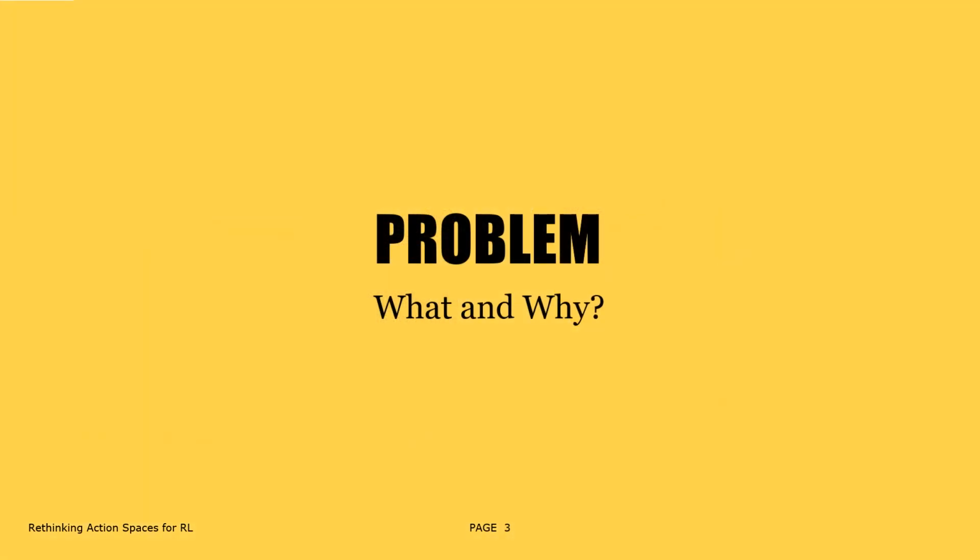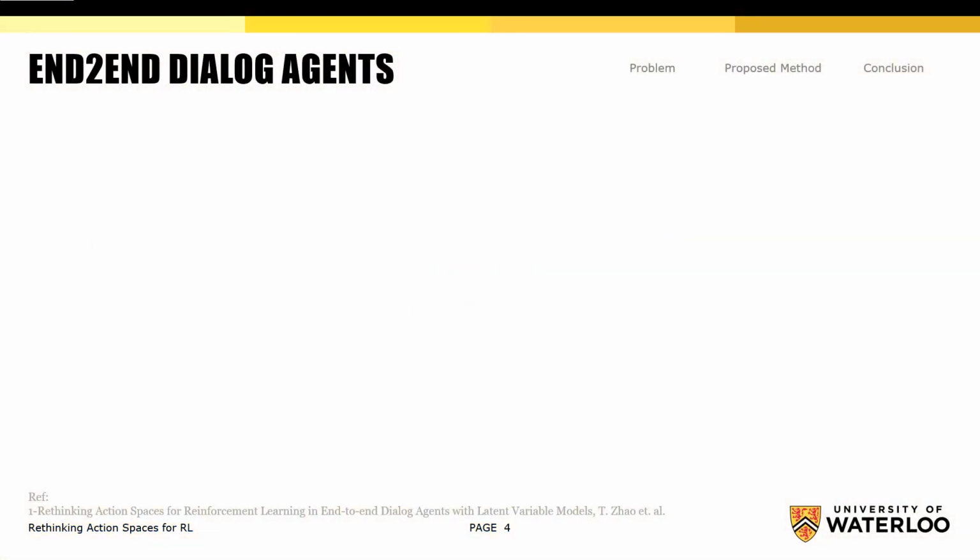So the first question is, what's the problem and why is this a problem? In this paper, the main goal is to redefine the action space that we usually use in reinforcement learning based conversational agents. They want to reach a better action space that can help them overcome the current limitations that we have in this kind of problem.